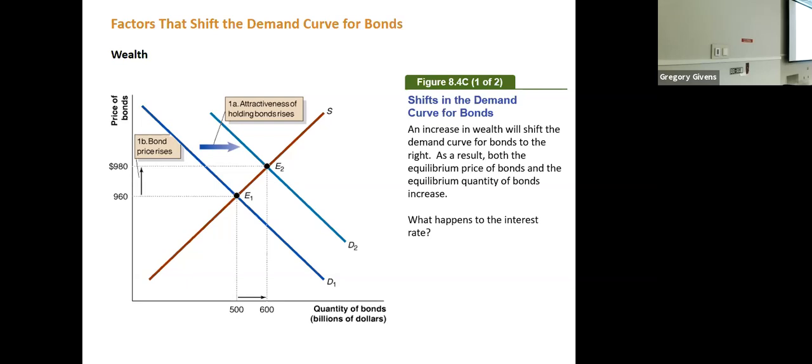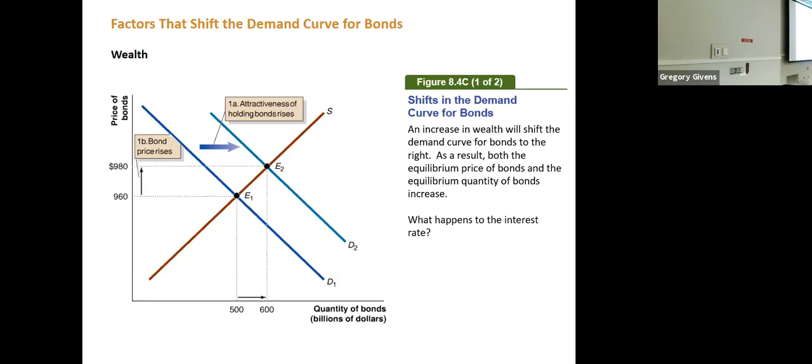So the point of this exercise is the following. What this particular simple supply and demand model for bonds is predicting is that if the economy is expanding, economic activity is picking up, and wealth is accumulating, we should see higher bond prices and lower interest rates. All right? Let's ask the reverse question.